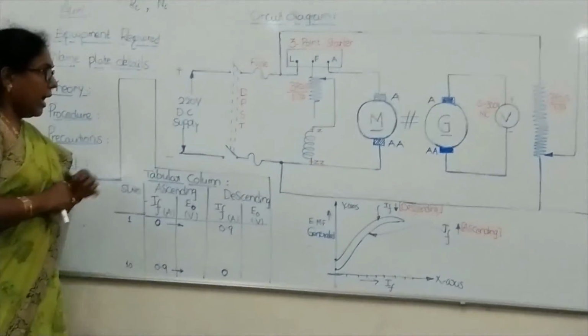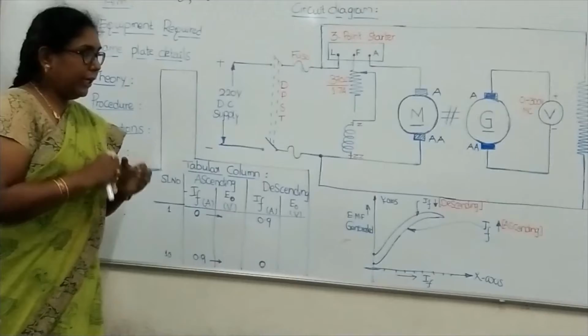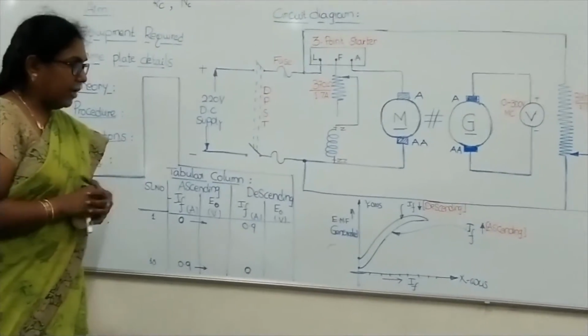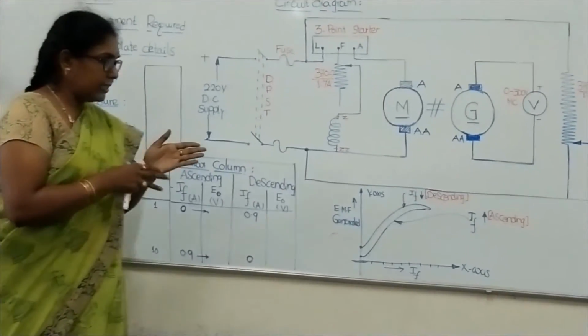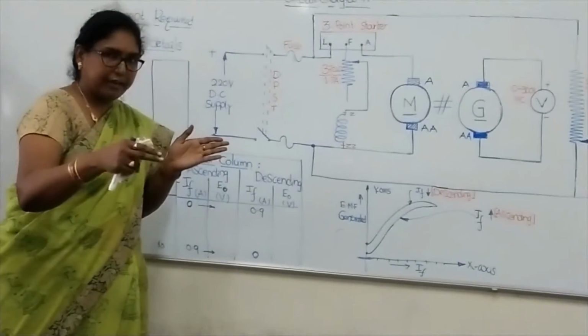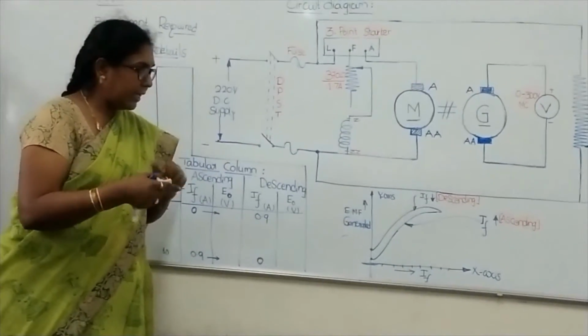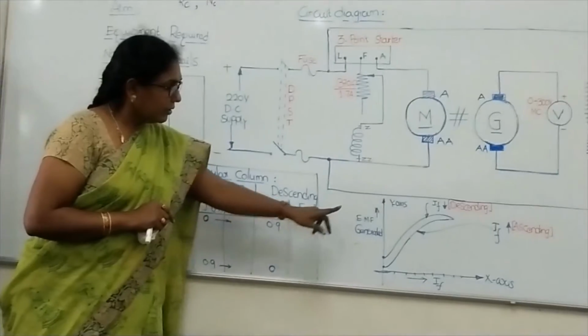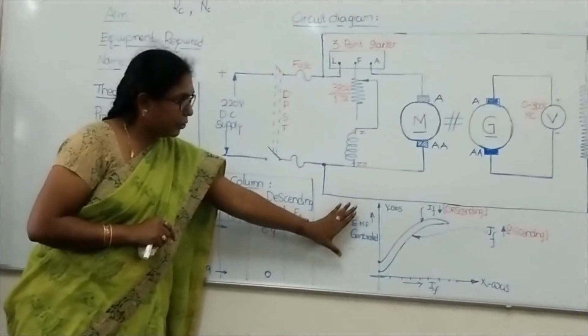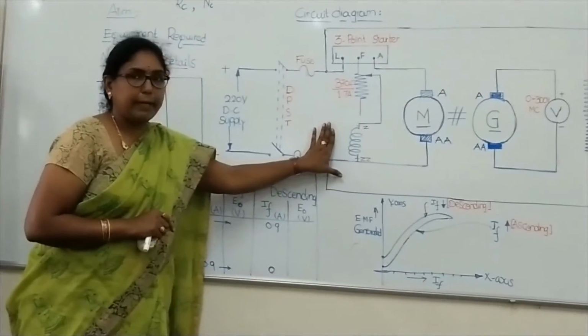And next, as mentioned earlier, we need to obtain the values of open circuit voltage for the corresponding field current IF. As I change the field current, we need to observe how the EMF that is generated varies, which we are going to obtain by conducting the experiment.